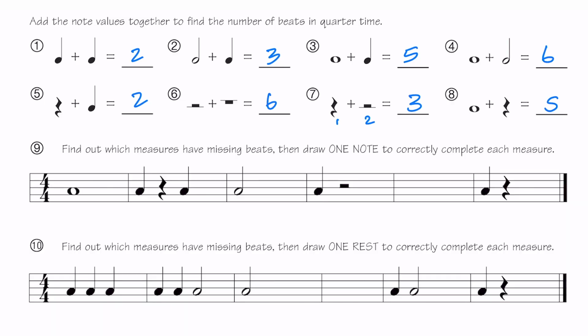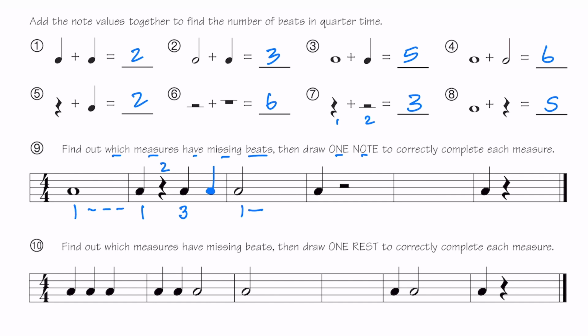All right. Number 9 is difficult because I'm finding out which measures have missing beats. Then I'm going to draw in one note to correctly complete the measure. So not every measure will have a missing beat. So what I like to do is write in the counts. 1, 2, 3, 4. Remember, I like to use dashes to sustain. 1, 2, 3. I'm missing count 4, so that's only one count. So I would draw in a quarter note because it gives one count.